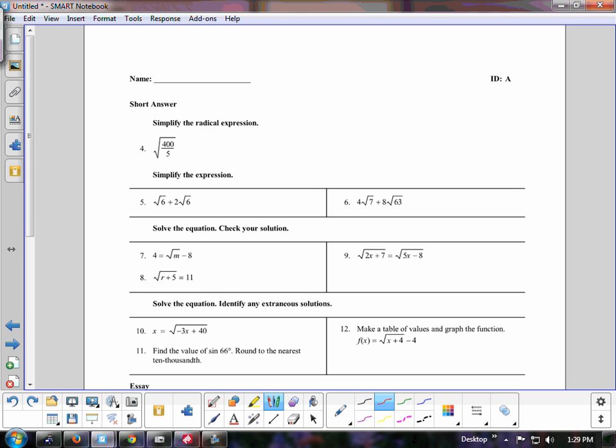Kind of going through these quick. This one here, when two radicals are set equal to each other, just set the two expressions equal to each other and get your answer.